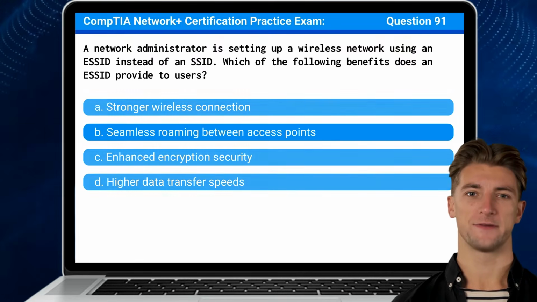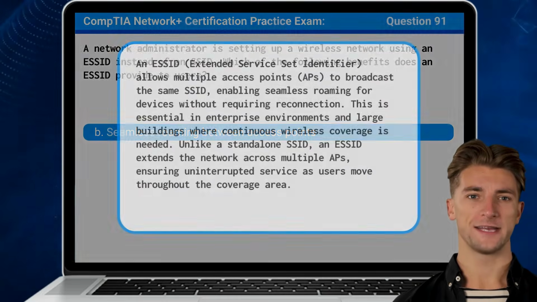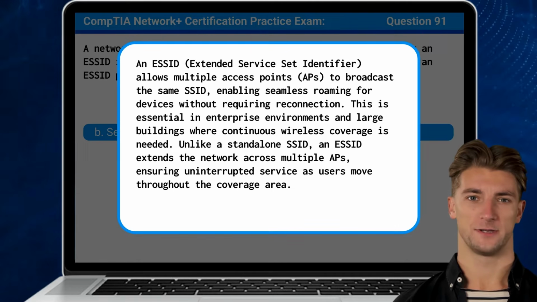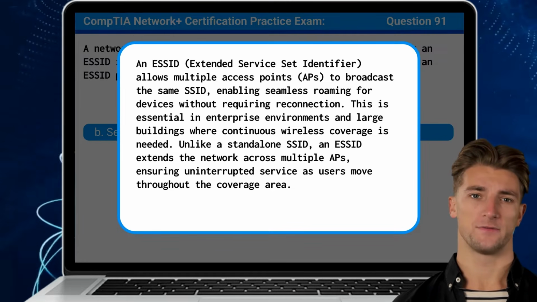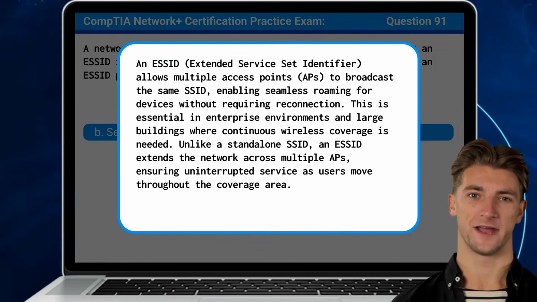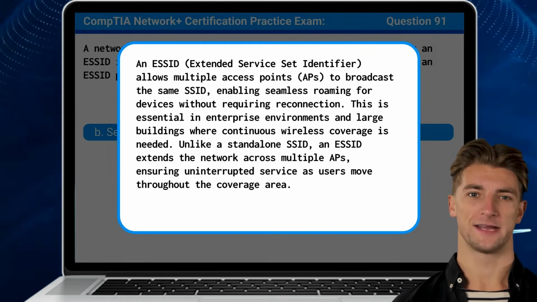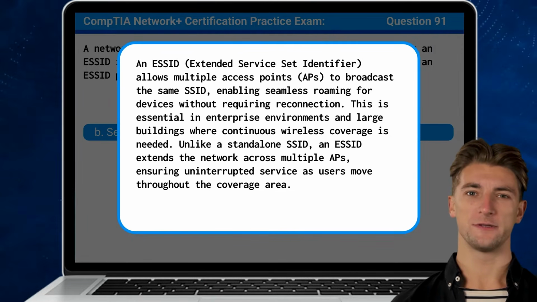The answer is B. Seamless roaming between access points. An ESSID, or Extended Service Set Identifier, allows multiple access points to broadcast the same SSID, enabling seamless roaming for devices without requiring reconnection. This is essential in enterprise environments and large buildings where continuous wireless coverage is needed. Unlike a standalone SSID, an ESSID extends the network across multiple APs, ensuring uninterrupted service as users move throughout the coverage area.